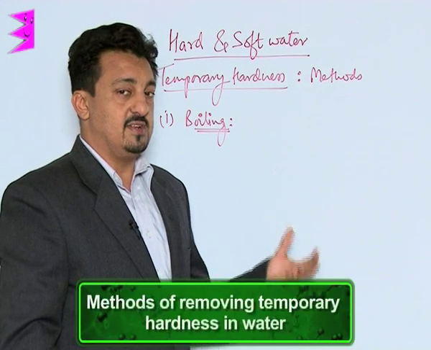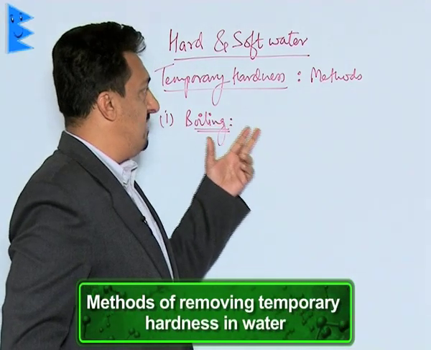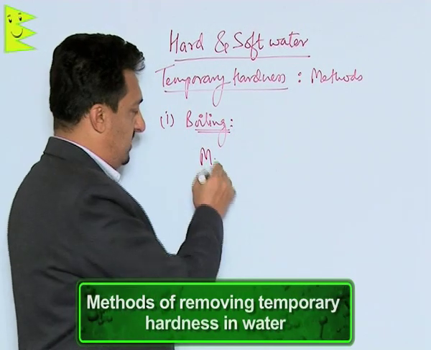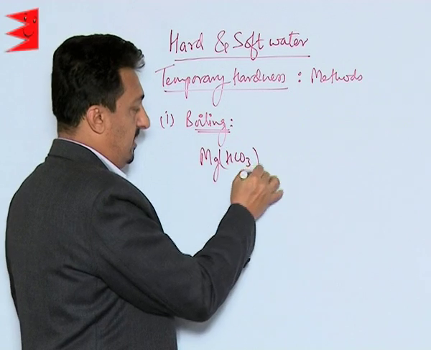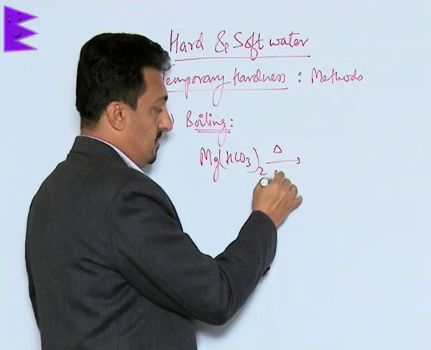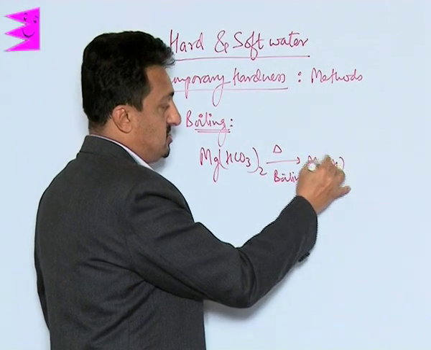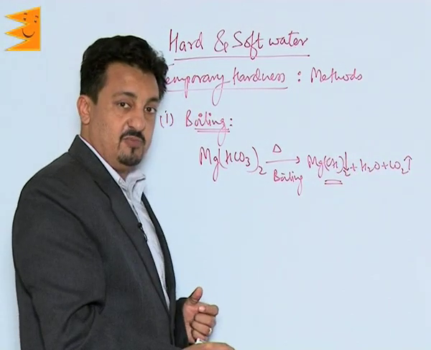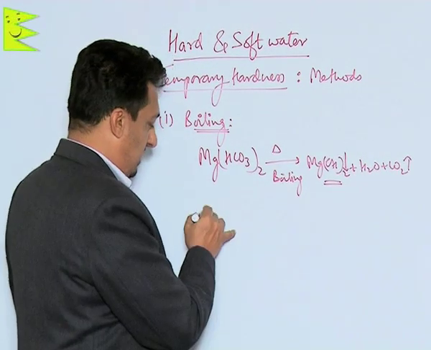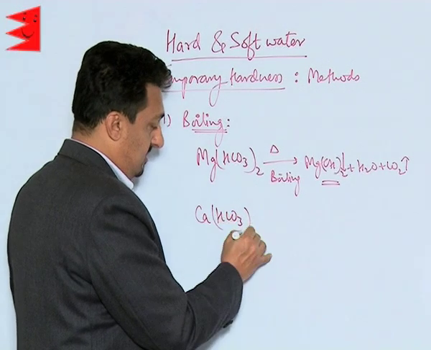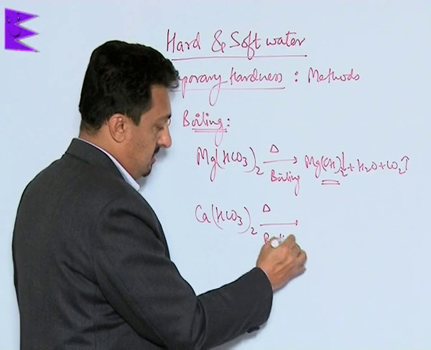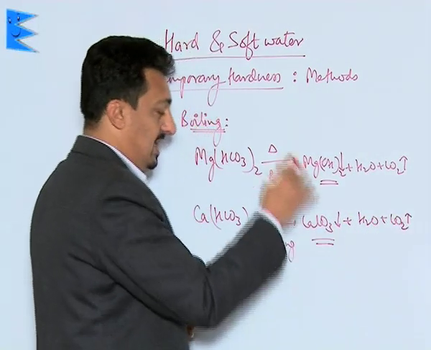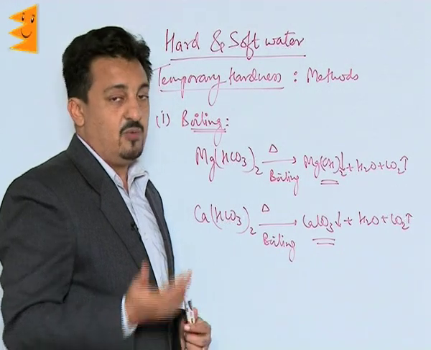Now let us understand the methods of removing these hardnesses. Temporary hardness can be removed by two methods. The first is called boiling. The hard water having magnesium bicarbonate, on heating or boiling, results in the formation of magnesium hydroxide, water and CO2. This magnesium hydroxide settles down, forms precipitates, and is easily filtered out. In a very similar way, calcium bicarbonate, when heated to boiling, leads to the formation of precipitates of calcium carbonate along with some water and CO2. This calcium carbonate settles down, forms precipitates, and is easily filtered out.